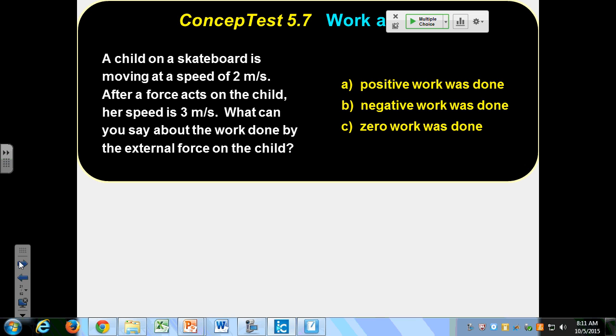Alright, so positive work here is done because he's speeding up, right? Work-energy theorem: work equals change in energy. Here I've had an increase in energy, so delta E is positive. So that means I've done positive work.